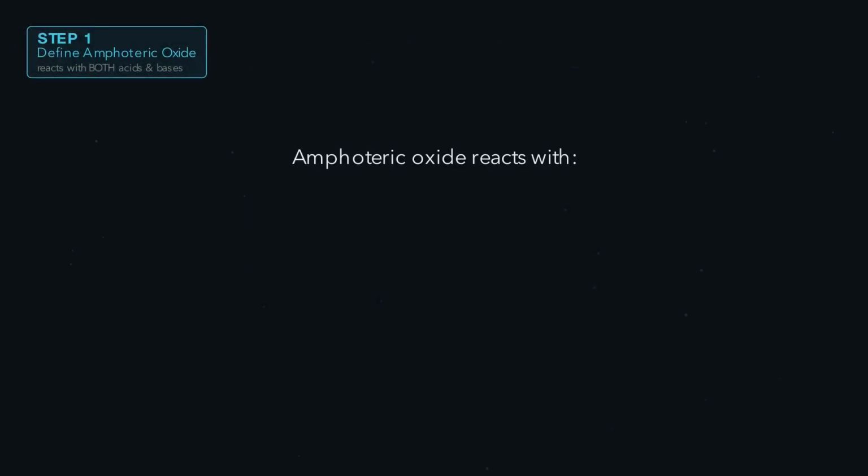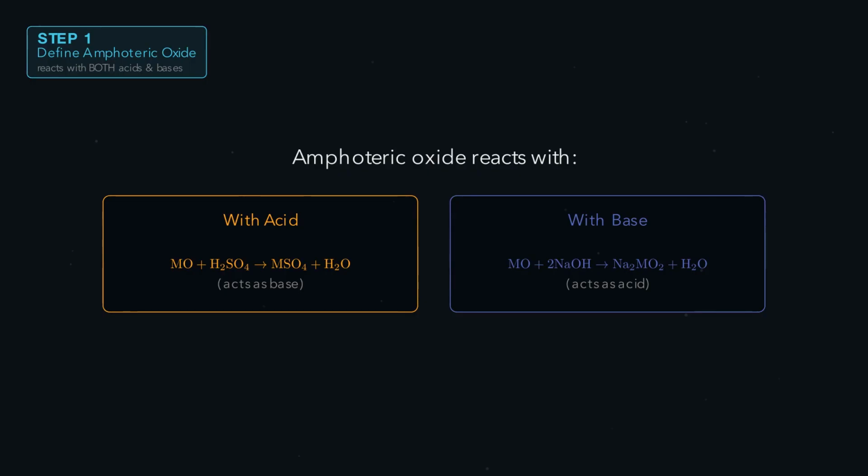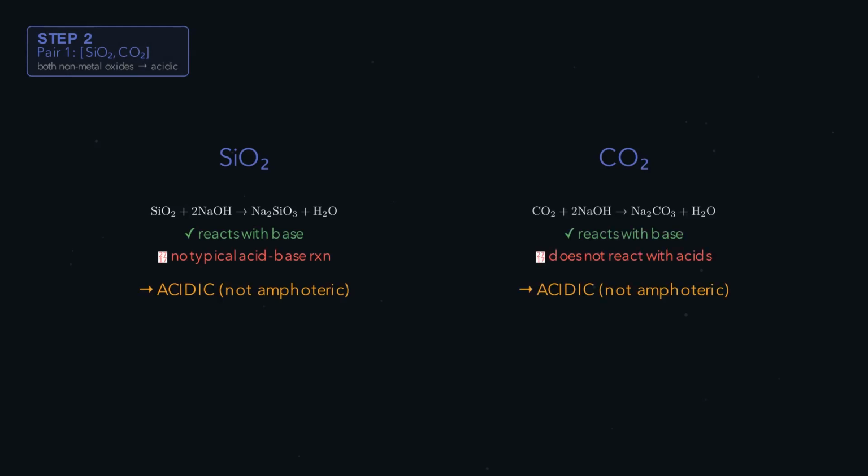Let's go. Start with the first pair, silicon dioxide and carbon dioxide. Both are nonmetal oxides, purely acidic. They react with bases, but not with acids in any base-like way. That pair is out. Now the tin pair, tin 2 oxide and tin 4 oxide. Both react with hydrochloric acid and with sodium hydroxide. Both amphoteric. That pair qualifies.